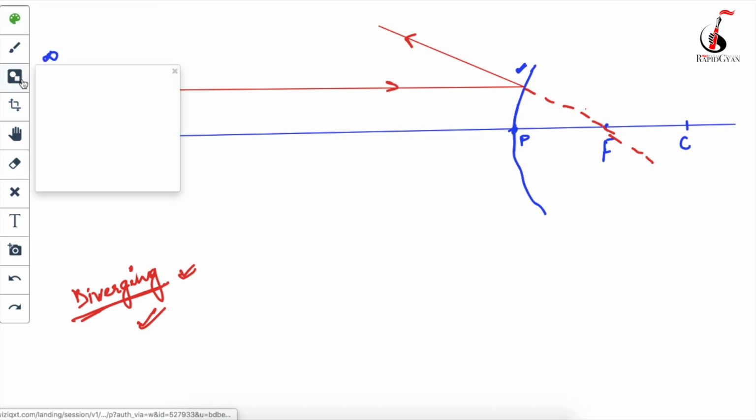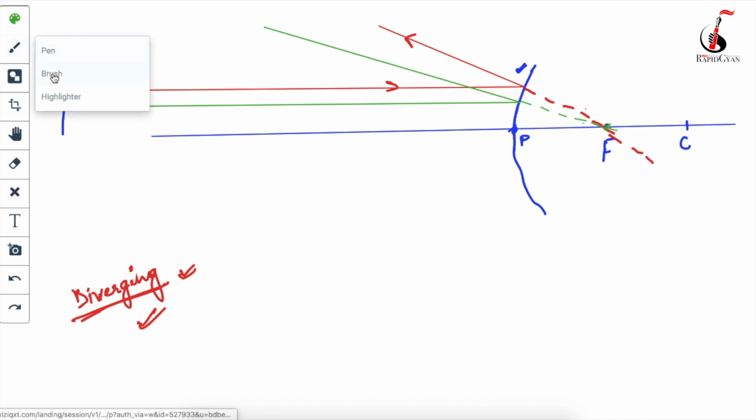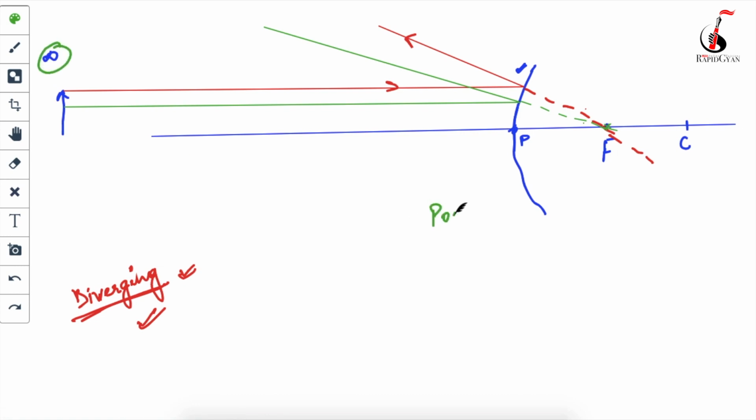Okay, let me draw another light ray. Another light ray will also come in parallel, and after reflection it will go something like this. If I extend this, it is also going to intersect at point F. So in both cases, it's going to intersect at point F. The position of the object is at infinity. What will be the position of the image? The position of the image will be at F, correct?